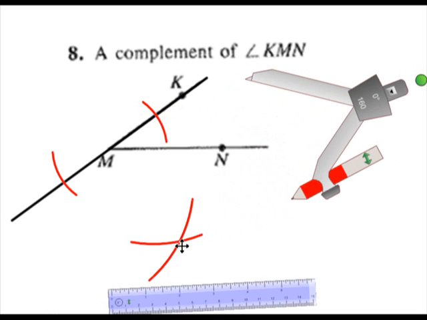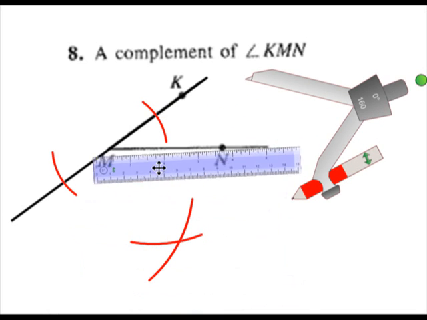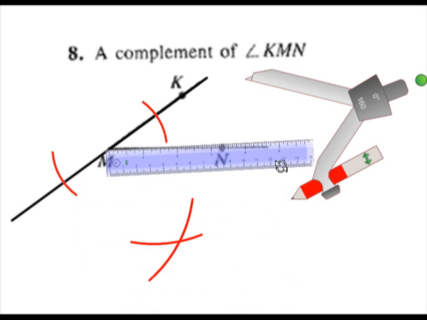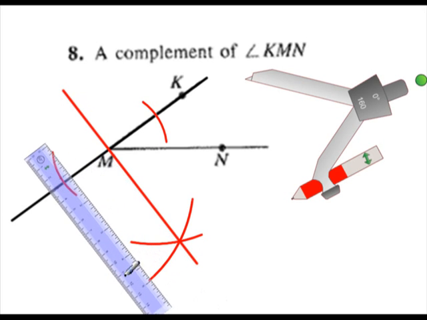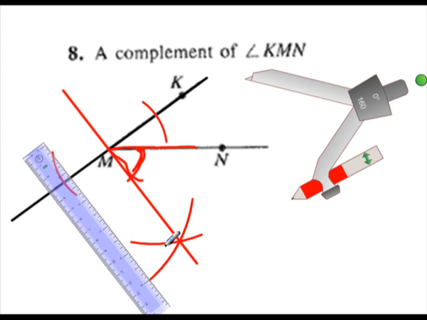And now that I've got my second aiming point, I had M, and now I've got this one, I can go ahead and use my straight edge to make my perpendicular. And now effectively what I've done is constructed this angle here, this angle here, is a complement of angle KMN. So I've done what the problem asked me to do.